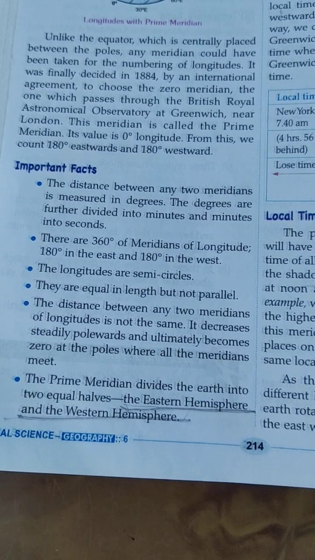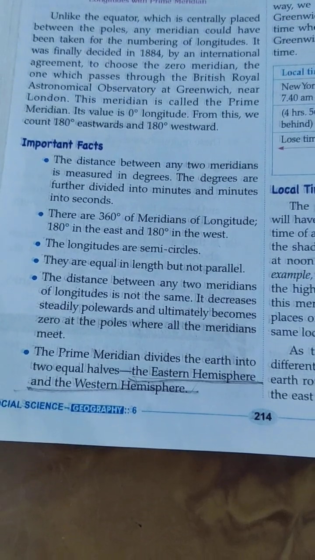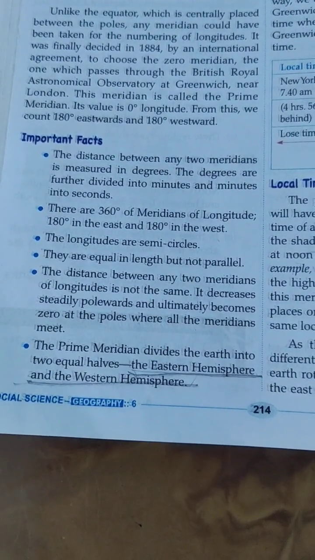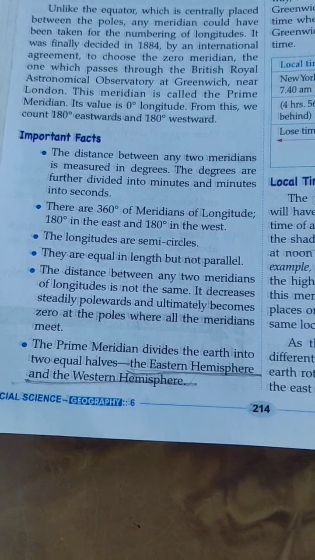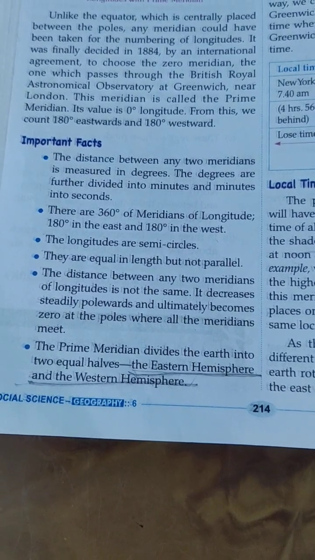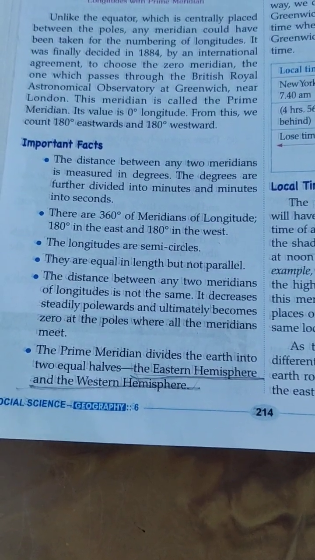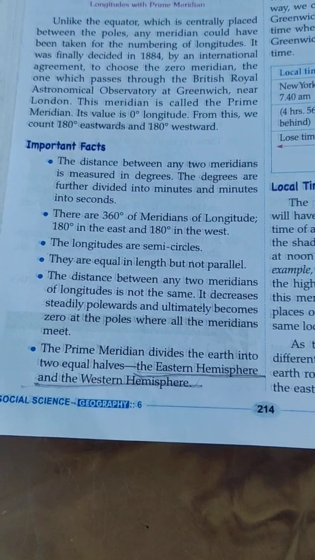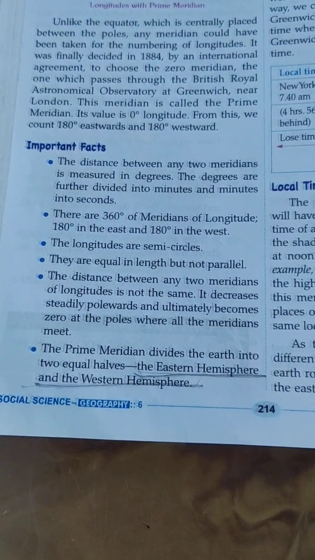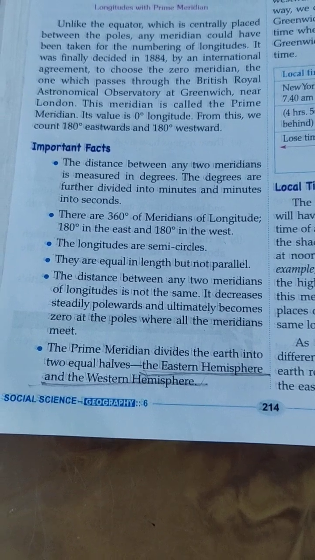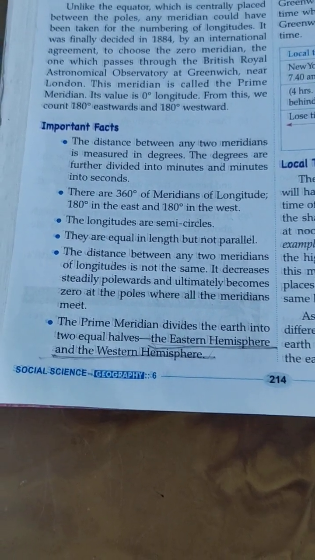The longitudes are semicircles. They are equal in length but not parallel. The distance between any two meridians of longitudes is not the same. It decreases steadily polewards and ultimately becomes zero at the poles where all the meridians meet.